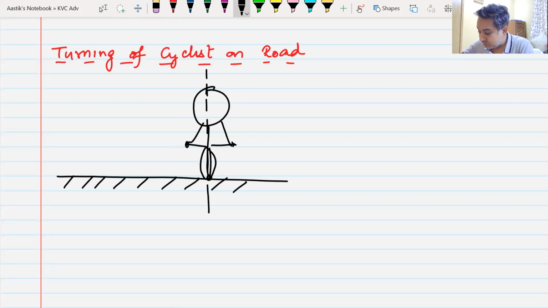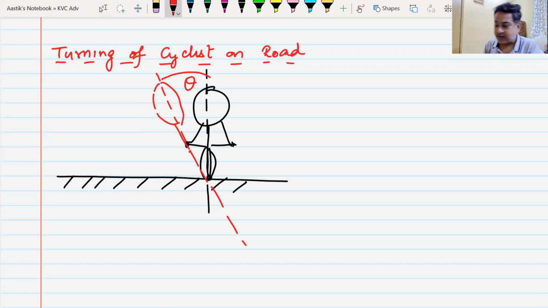Normally he is like this, but when he has to turn, for example to one side, what should he do? He actually banks his cycle. Yes or no? Yes, sir. If he has to turn this side, he will bank his cycle like this. So he will come here. Do we understand what I'm trying to draw? Yes, we got that. So he will basically bend his bike at an angle theta.